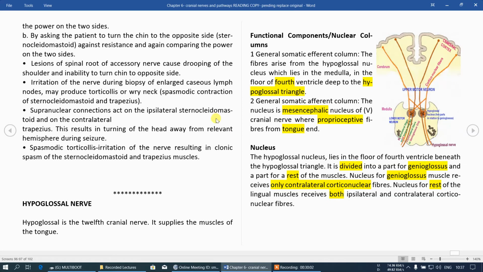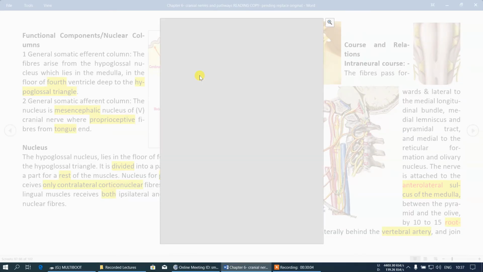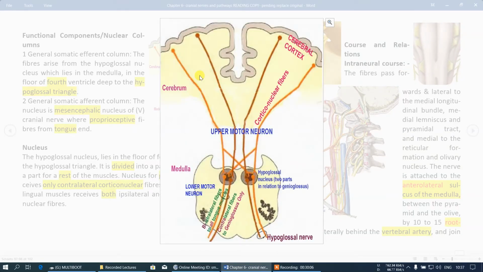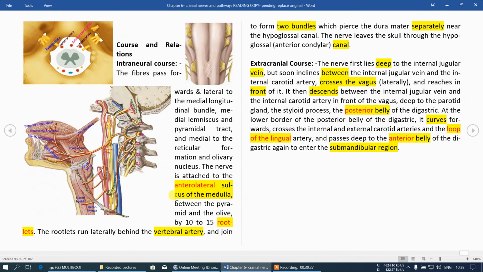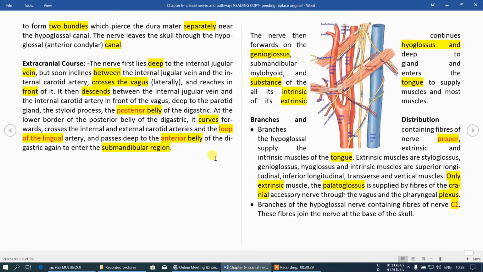The hypoglossal nerve supplies exclusively the muscles of the tongue. You should remember the muscles of the tongue, longitudinal groups and vertical groups, intrinsic muscles and extrinsic muscles of the tongue. So functional components, if you see, are efferent components going to the muscles of the tongue.